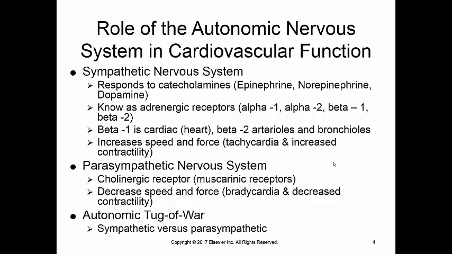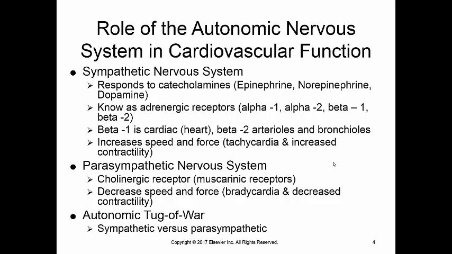Starting off with the sympathetic nervous system, this is going to be our catecholamines, things like epinephrine, norepinephrine, and dopamine. And they're going to actually attach to beta-1 receptors. These are also known as adrenergic receptors. We have alpha-1, alpha-2, beta-1, and beta-2. And so beta-1 is cardiac, beta-2 is arterioles and bronchioles. And so our catecholamines have mostly beta effects on beta-1 and beta-2.